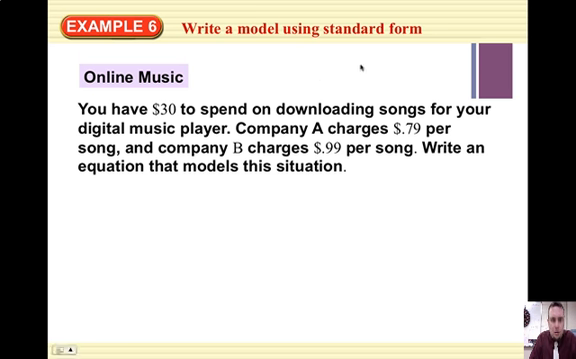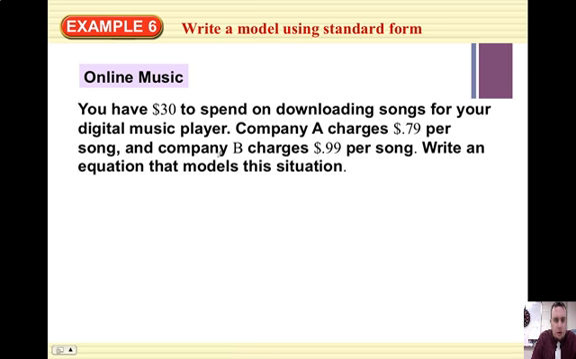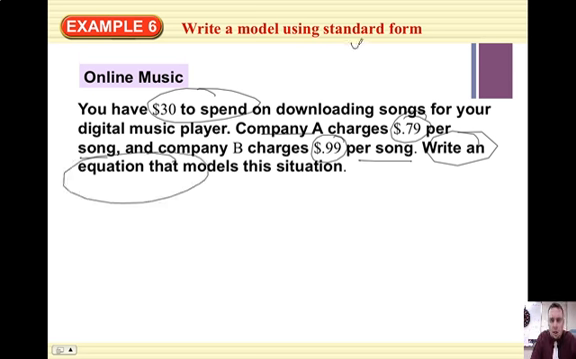Alright, last example, example 6 in section 4, online music. This is actually a fairly simple example. If you take a look here, you have $30 to spend on downloading songs for your digital music player. Company A charges this much per song. Company B charges this much per song. Write an equation. Now normally, if it says write an equation, it's y equals mx plus b. But in this case, actually it isn't. So we're going to get rid of that.